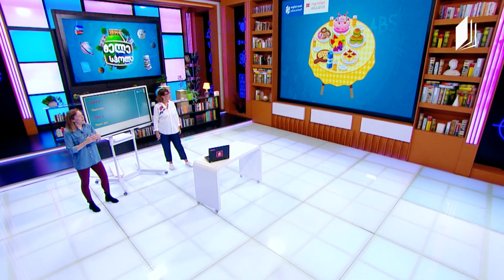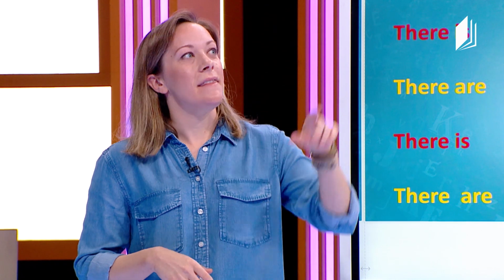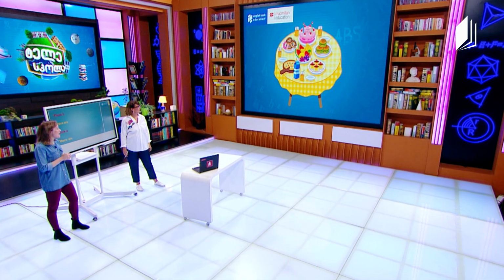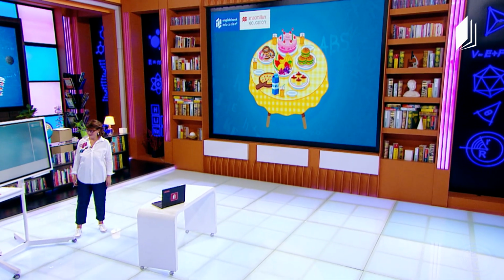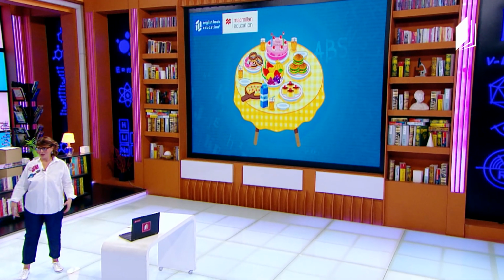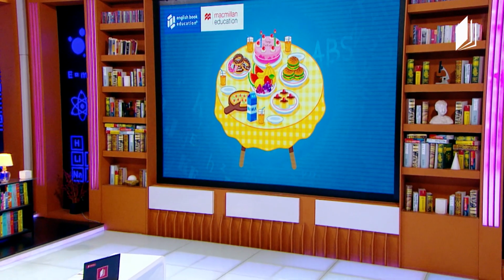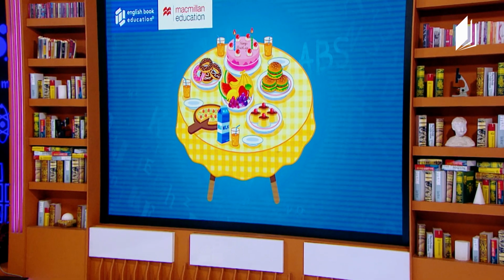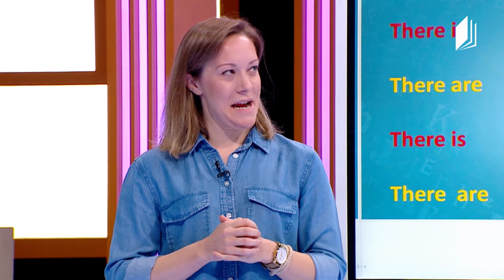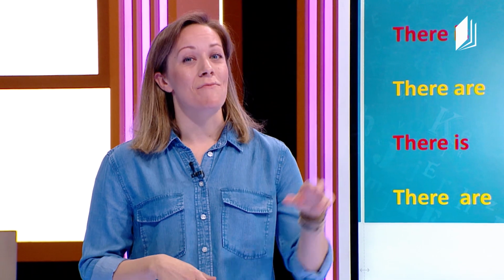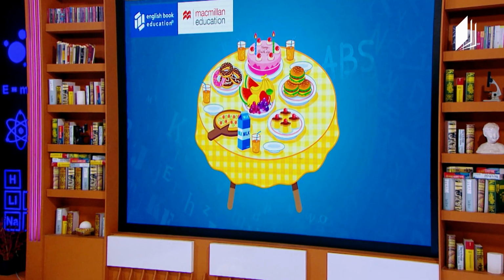We have 4 cupcakes. And then up there, we have my favorite, hamburgers. And in the middle, you can see a lot of fruit. The whole plate of fruit. We have bananas, watermelons, apple, lemon, and grapes. And then, of course, to drink with all this food, we have milk and we have juice.